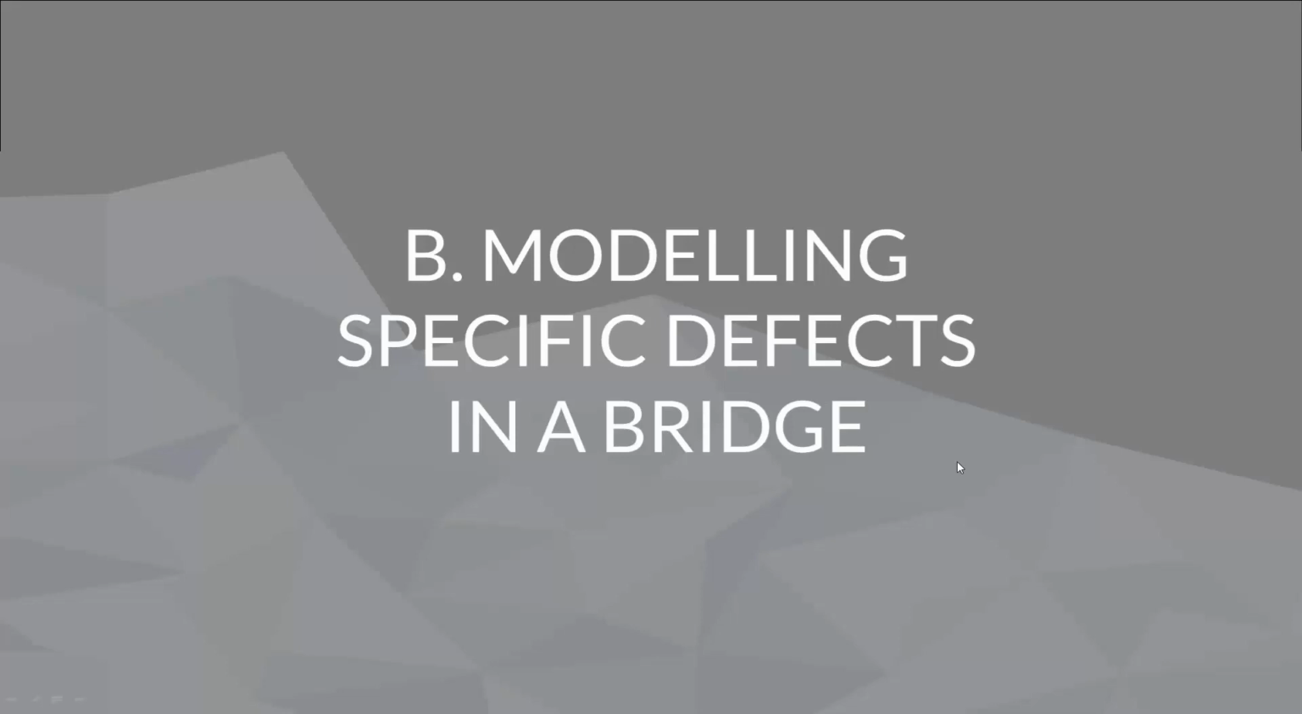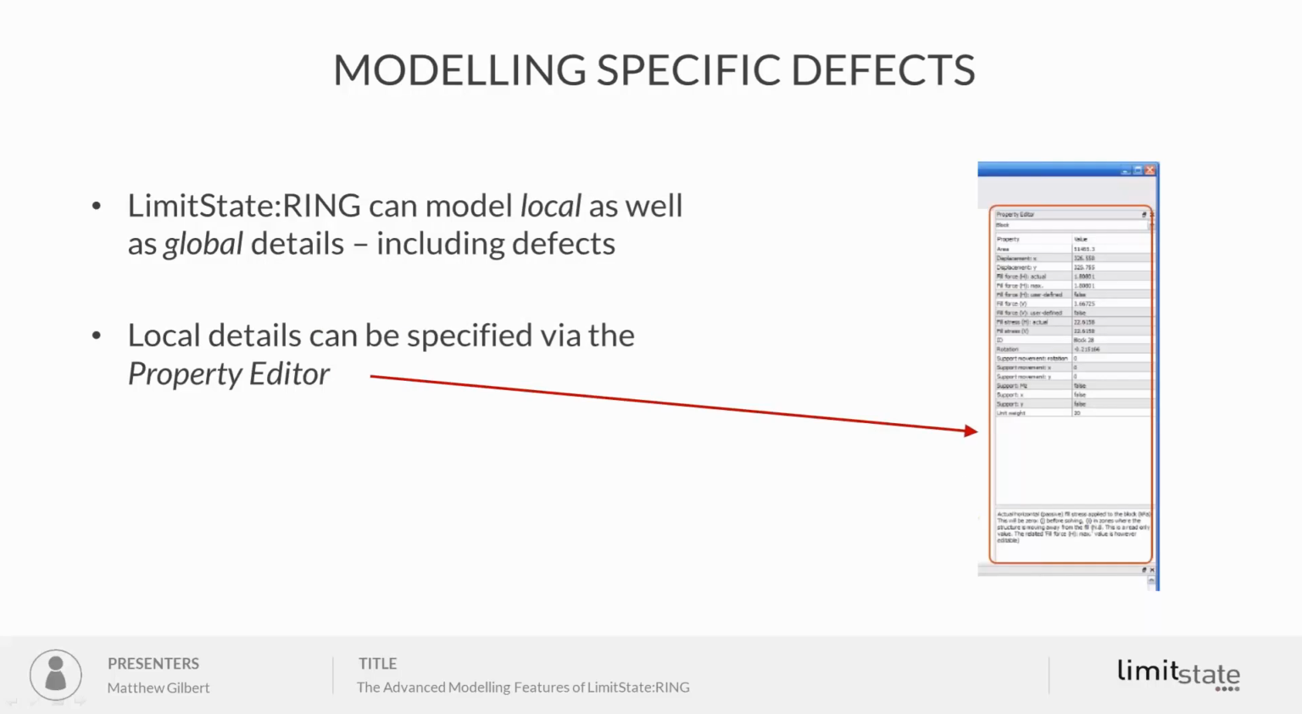So the second thing is looking at specific defects in a bridge. So what you can do is zoom in on any given block, contact, or series of blocks and contacts, and actually specify local parameters in the property editor.